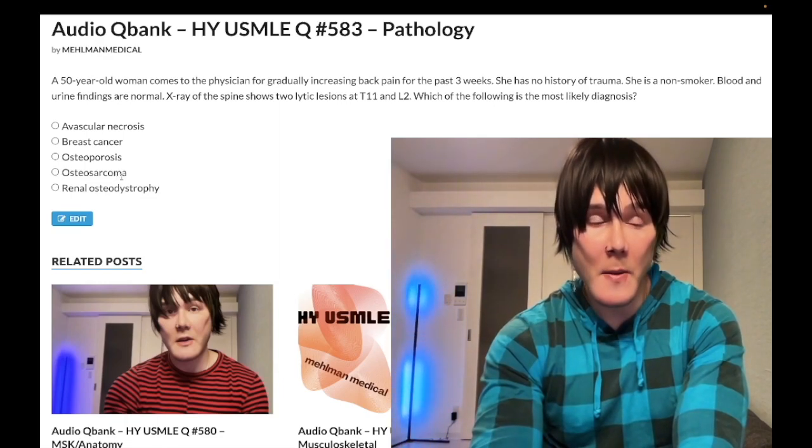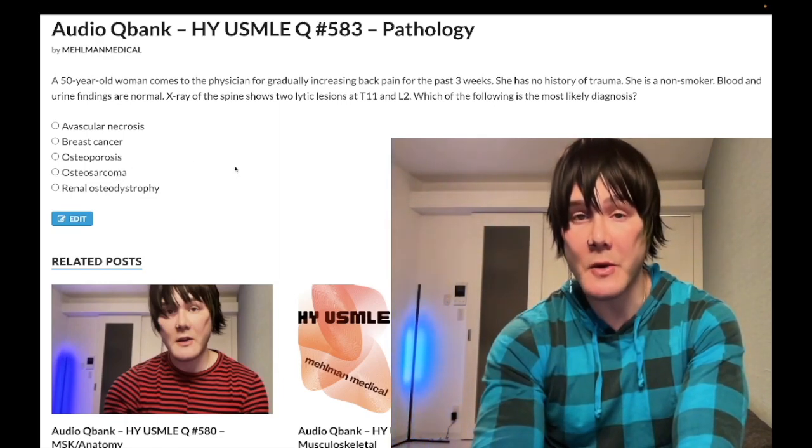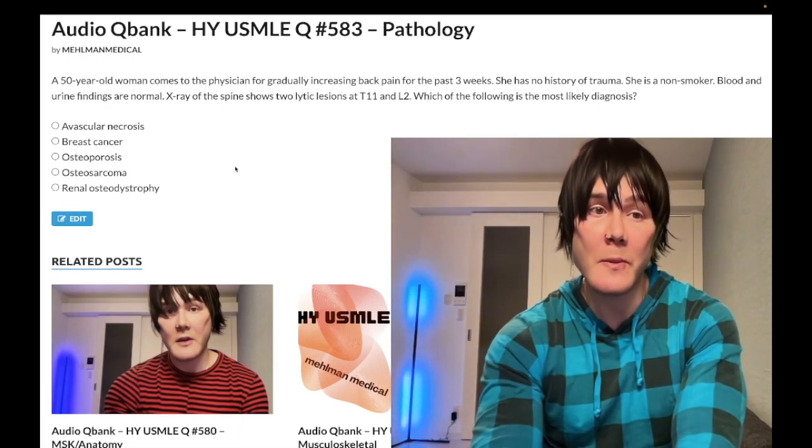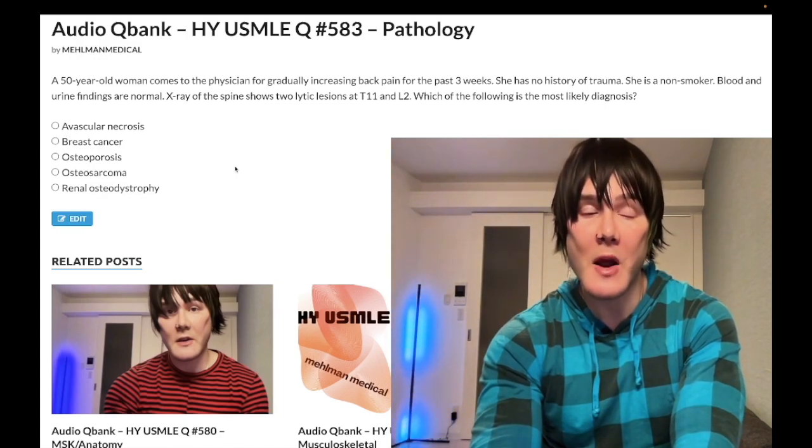Choice D, osteosarcoma, wrong answer. Patient doesn't fit the classic demographic, okay? It's usually a 15 to 35-year-old male, okay? It would be a lesion of the femur or distal femur, proximal tibia.